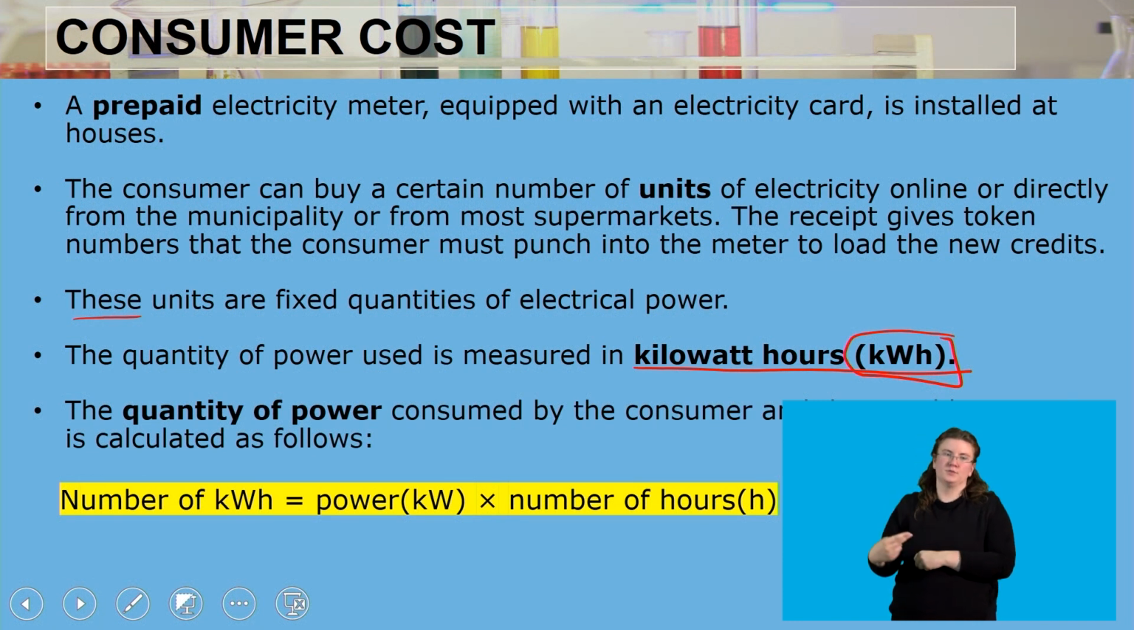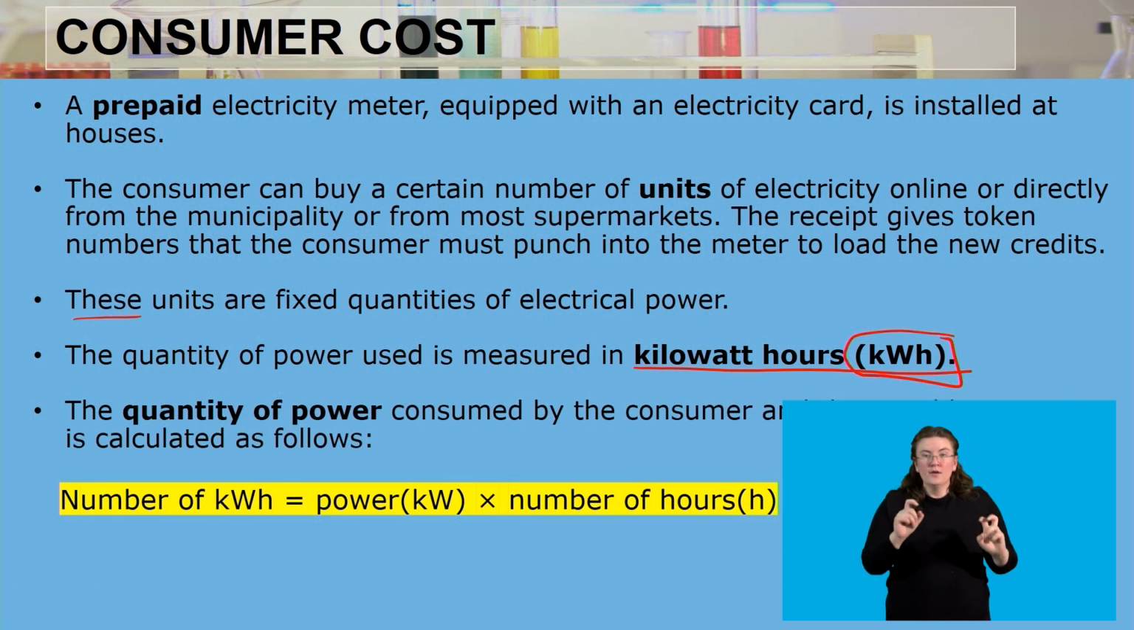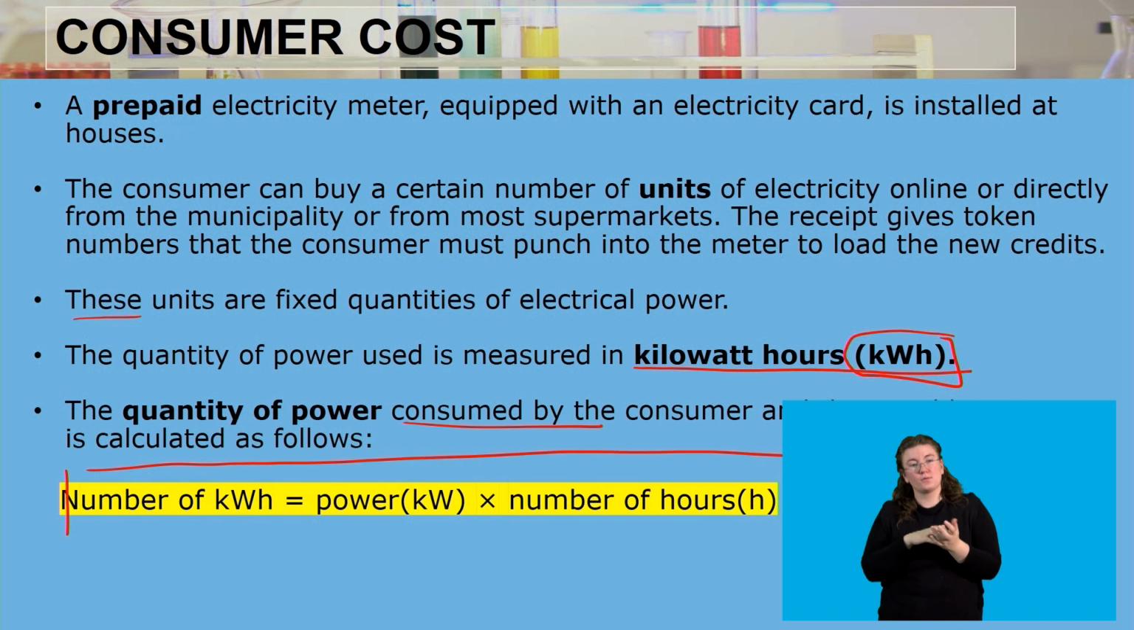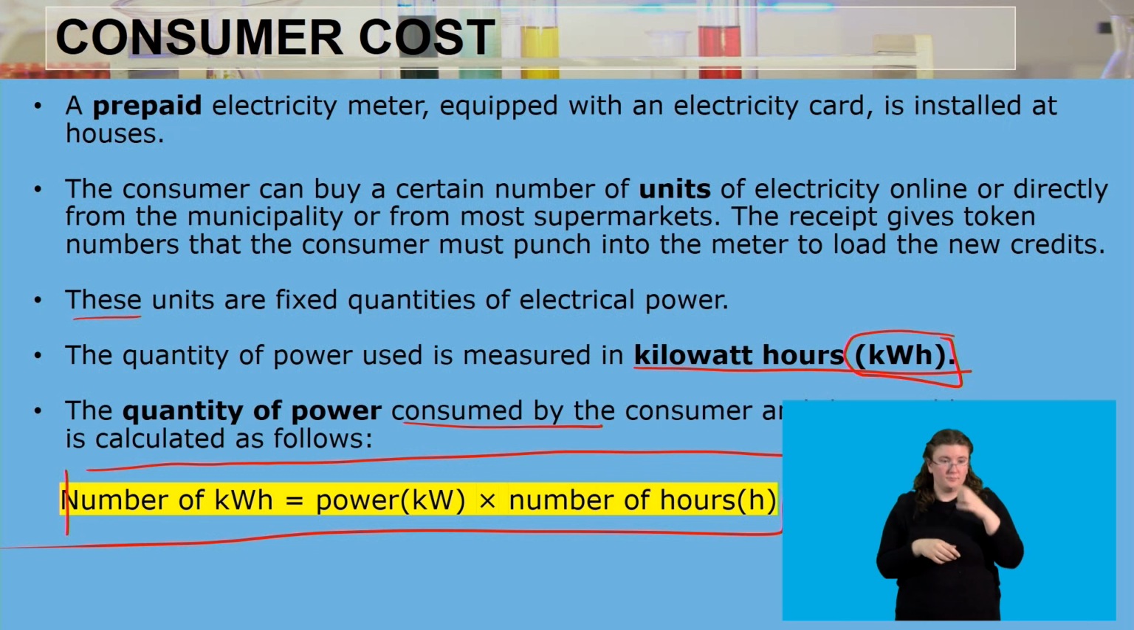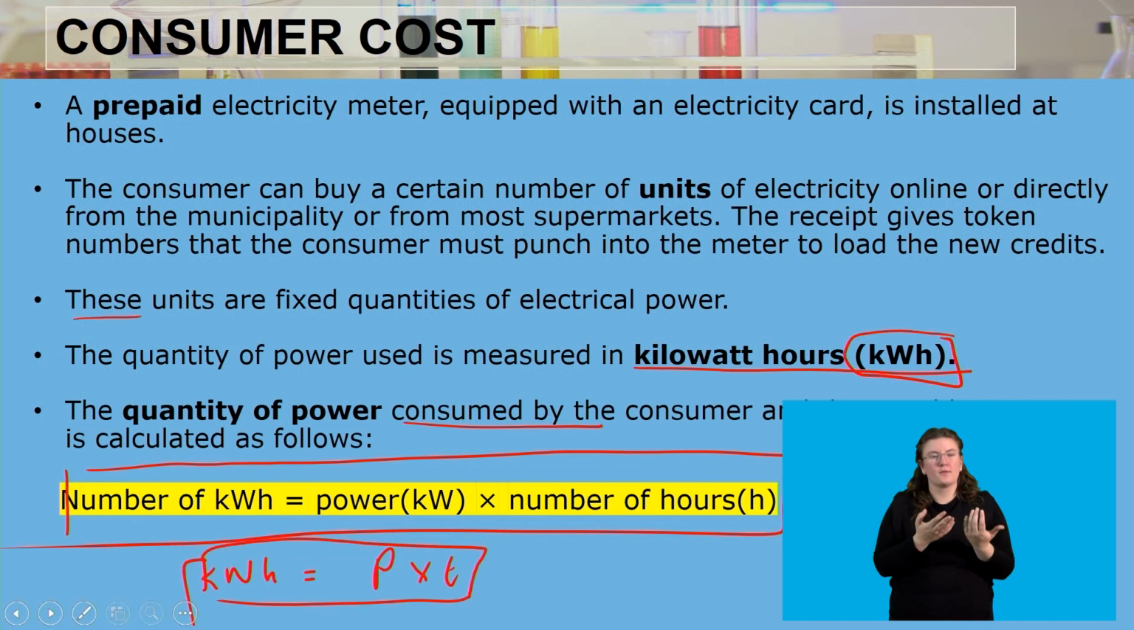Then the quantity of power consumed by the consumer and the payable amount is calculated as follows. The amount of electricity that you have consumed and the amount that you need to pay for the electricity is calculated using this particular formula: the number of kilowatt hours is equal to the kilowatts multiplied by the number of hours. So we're going to say power multiplied by the number of hours, which is time in this case. So the number of kilowatt hours is calculated by using this formula.